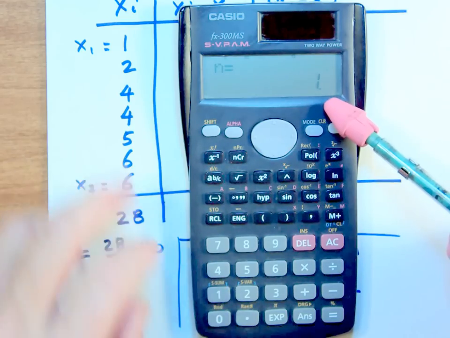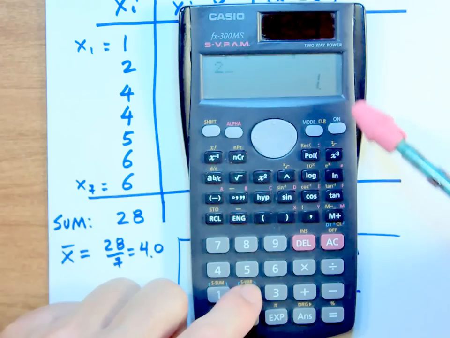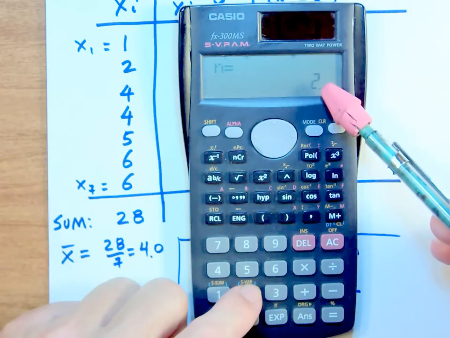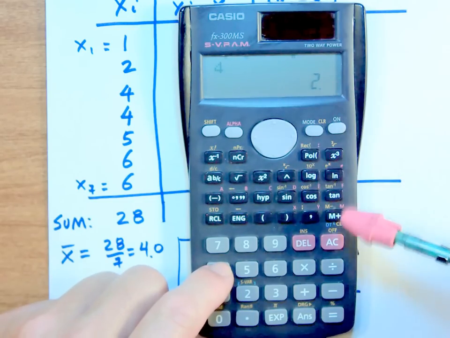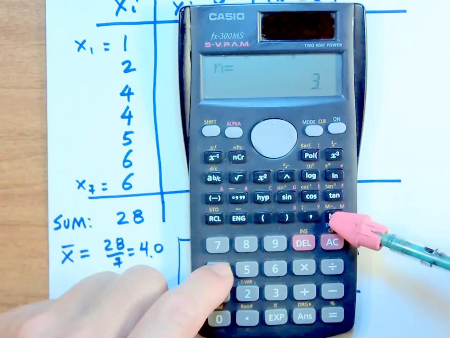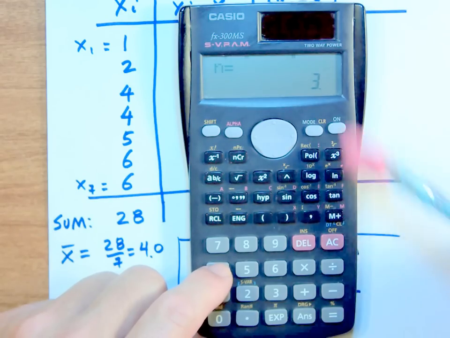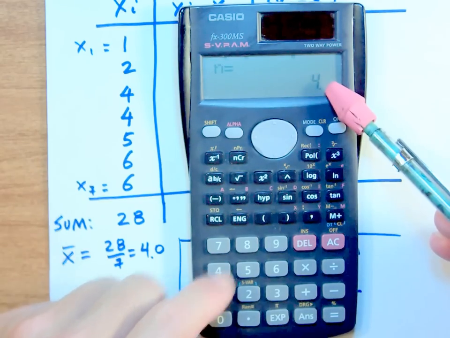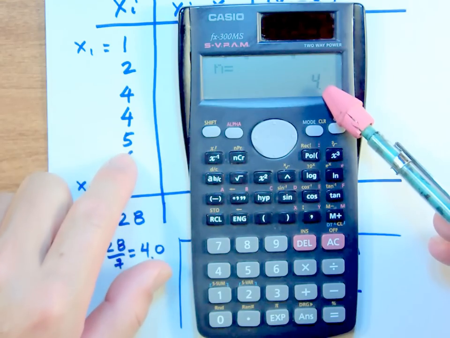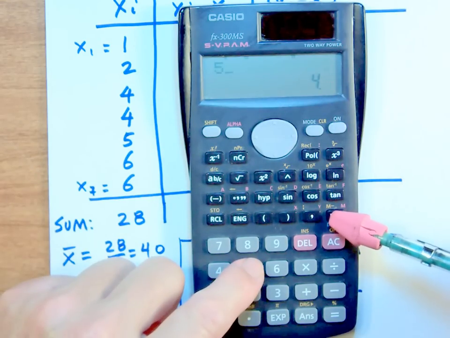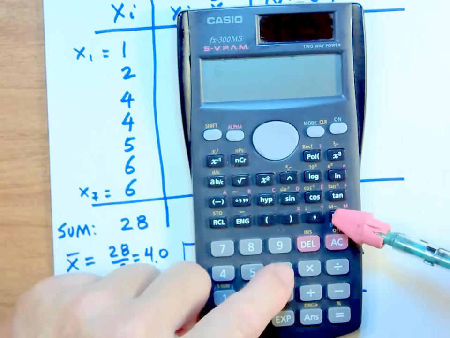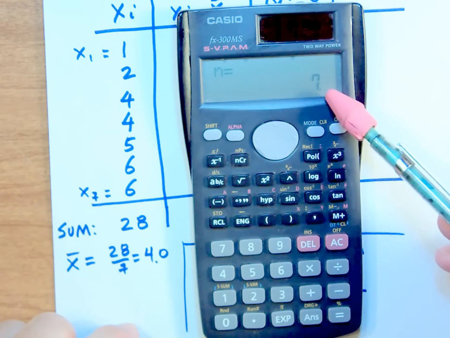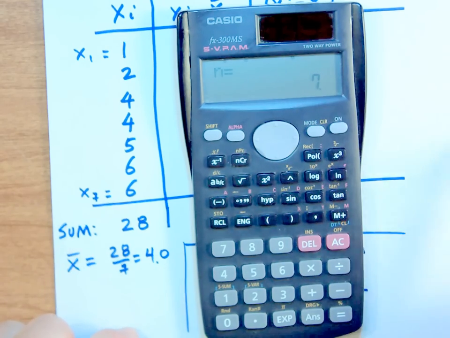Next data is 2, so press 2, press M+ one more time, and it says n equals 2, telling you it's your second data. Next data is 4, M+, so you keep on pressing the data and this M+ button. 4 is your third data. 4 one more time, M+. We just entered the second 4, which is our 4th data point. Next one is 5, M+, 6, M+, 6 one more time, M+, and that should give us the 7. That means this is your 7th data point. We are done entering the data.